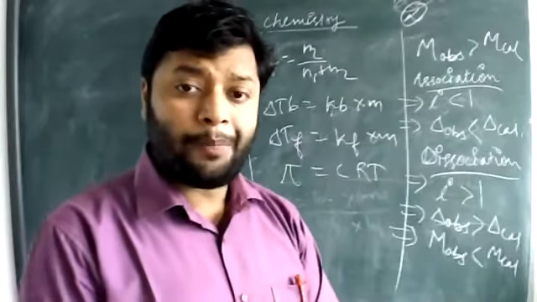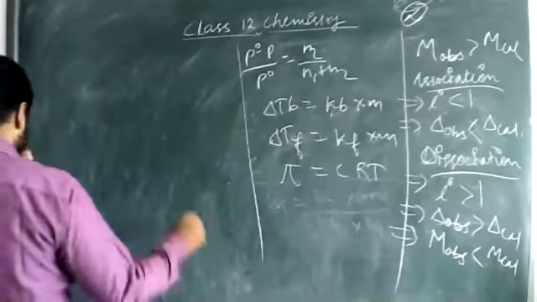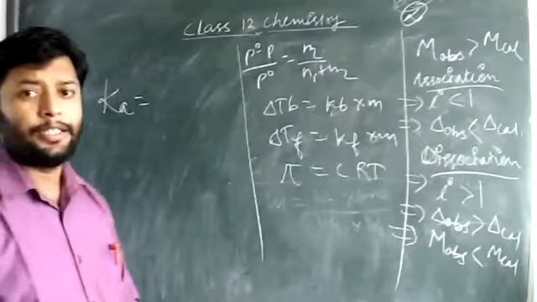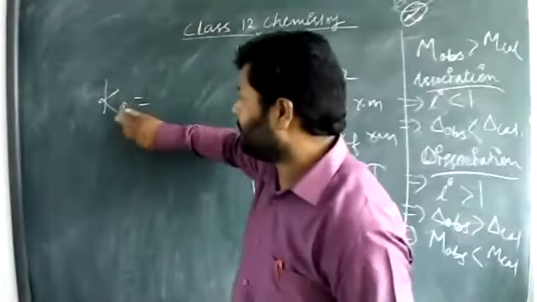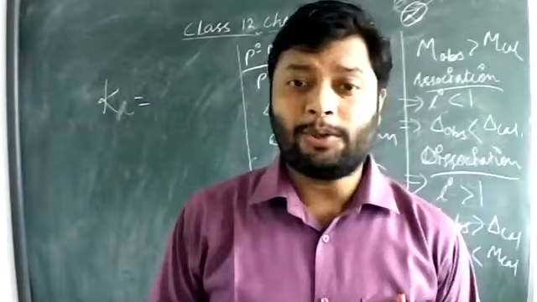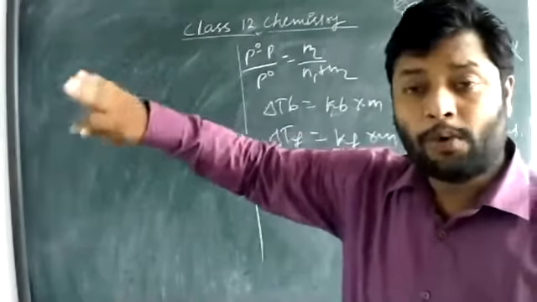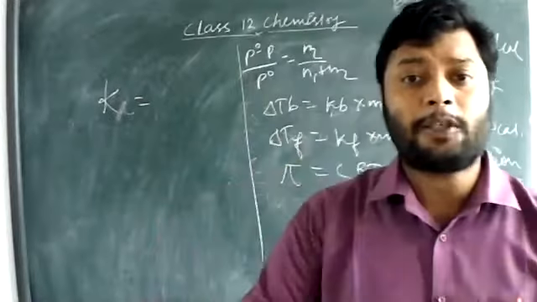Next thing, how to calculate alpha if alpha is not given? Actually, alpha is calculated with the help of the dissociation constant or equilibrium constant. With the help of that, you can calculate the value of alpha for any given electrolyte.